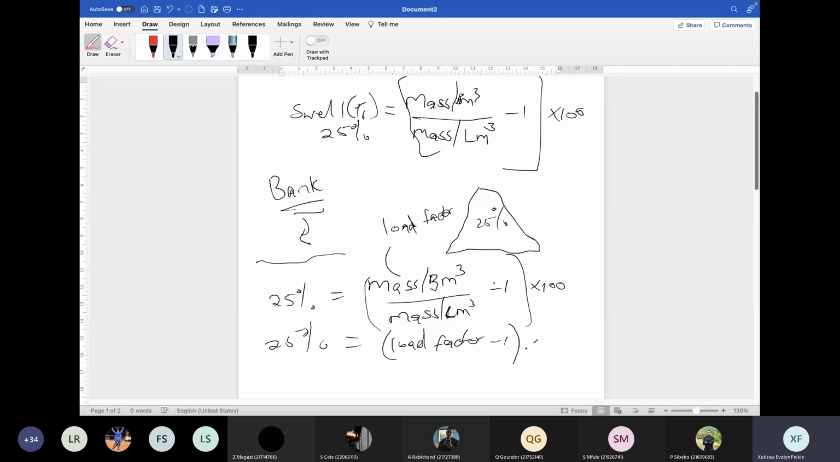So what's happening here is the 25% is going to be equal to the load factor minus 1 times 100. When you divide by that, this will be a 0.25 load factor minus 1. And then you'll add that one. So that 1.25 will be your load factor. And then you will use that to apply it on the calculation so that you have the volume in terms of the loose condition, because you need to use that.